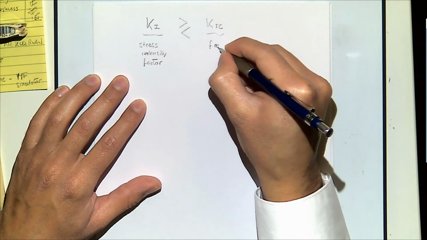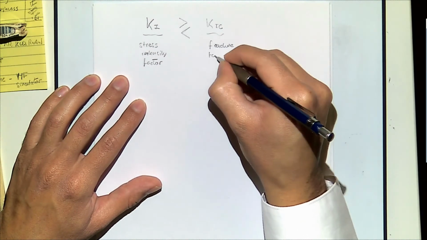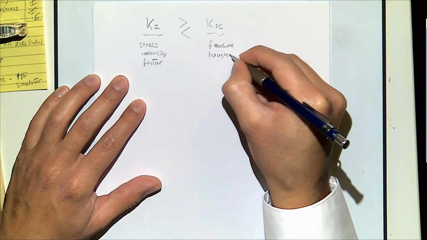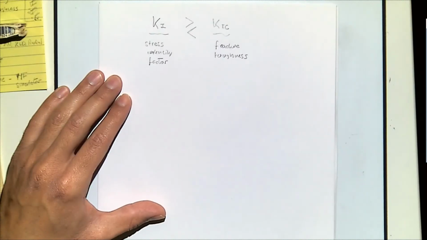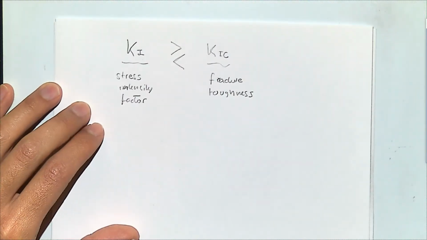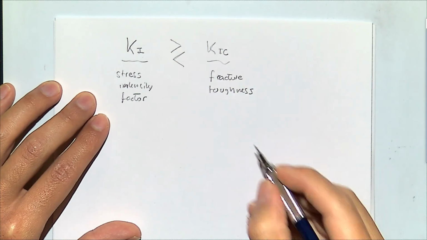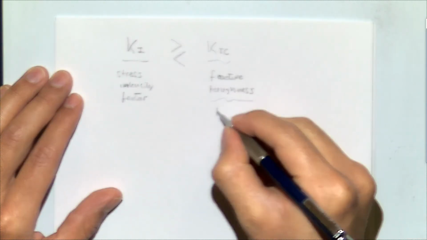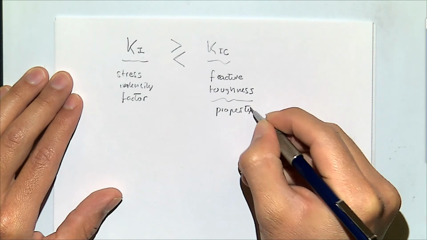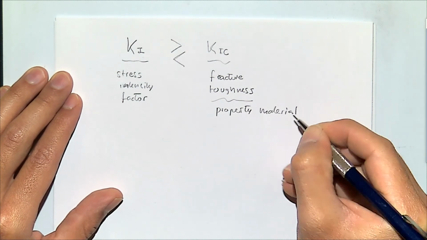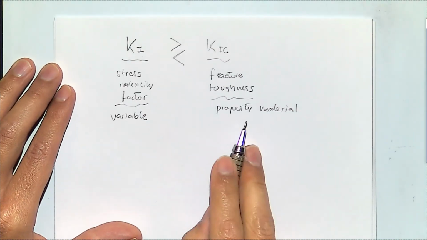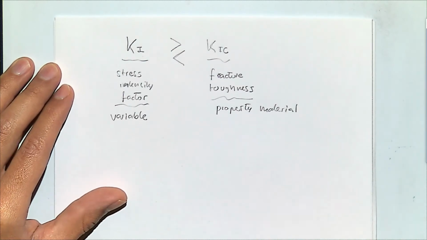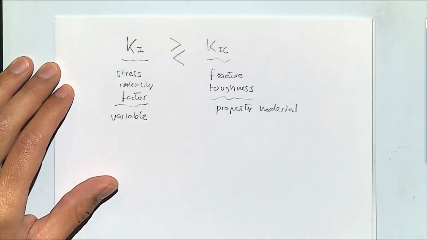And this is the fracture toughness in mode 1, but also similarly you're going to have fracture toughness in mode 2 and in mode 3. And remember that the fracture toughness is going to be a property of the material, and the stress intensity factor is going to be a variable. But for example, the length of your fracture or the pressure that you apply, this one is a property of the material. And since it's a property, we measure it in the laboratory.